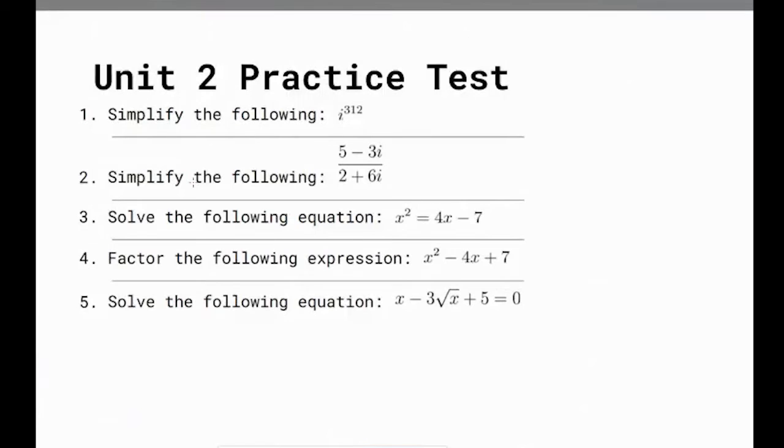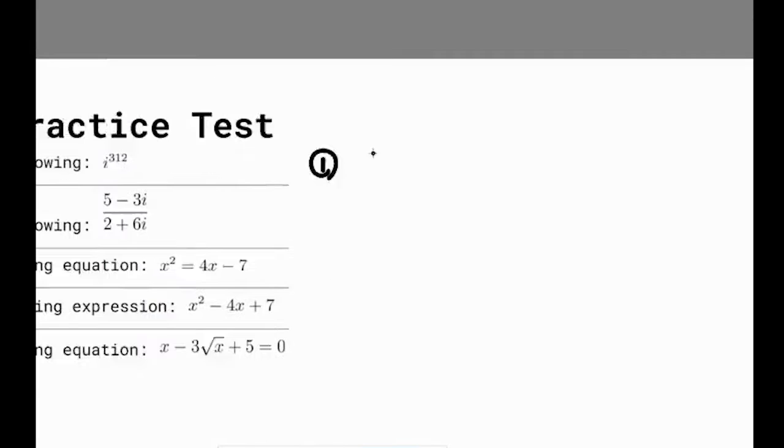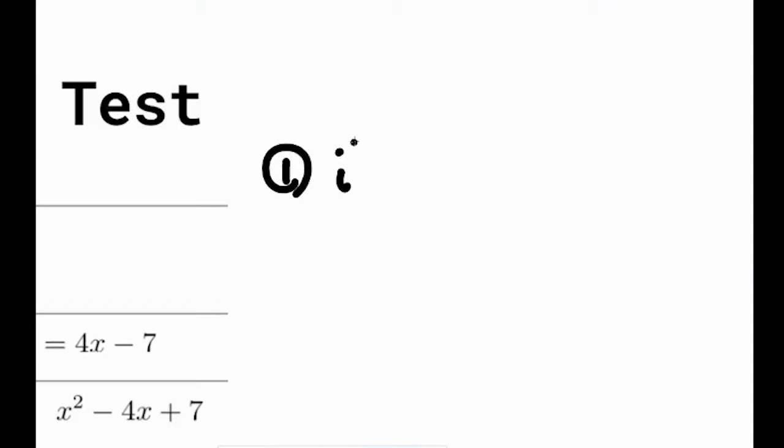All right, so this first one says simplify the following: i to the 312th. So what I'm going to do is break this up into powers of 4. Okay, so let's see. This is number 1. i to the 312th.